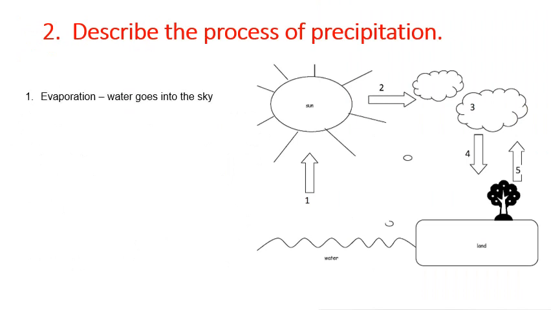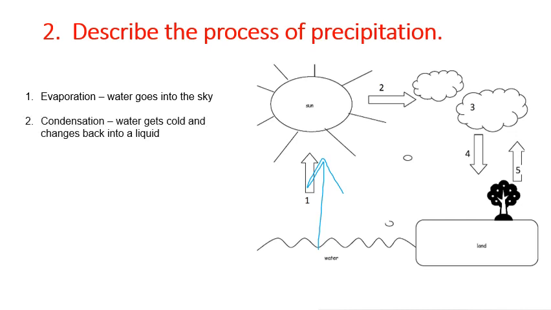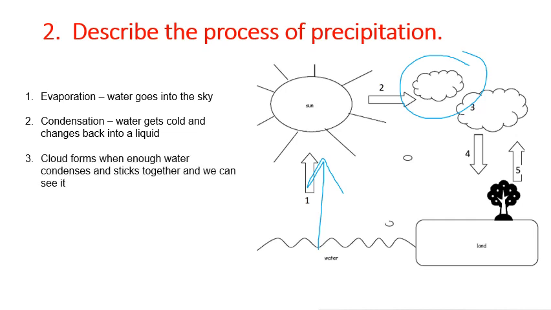First of all, we got to have evaporation. We've got to have water that goes into the sky. If the water doesn't go into the sky, it can't come back down again. Second, you know that water can evaporate, but yet it doesn't mean we're going to get precipitation. The water's got to condense. It's got to get cold, change back into a liquid, which forms our cloud. You can't have precipitation, remember, without a cloud. Well, you can have clouds and not have precipitation.